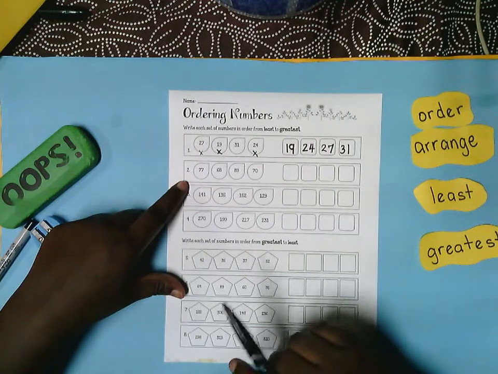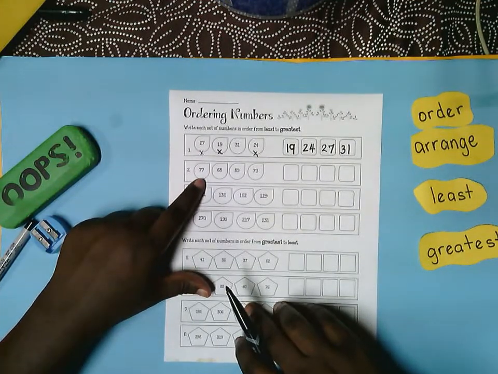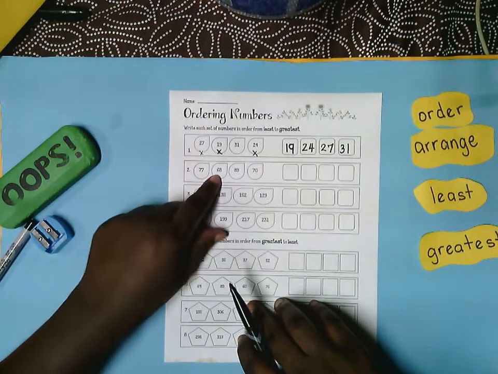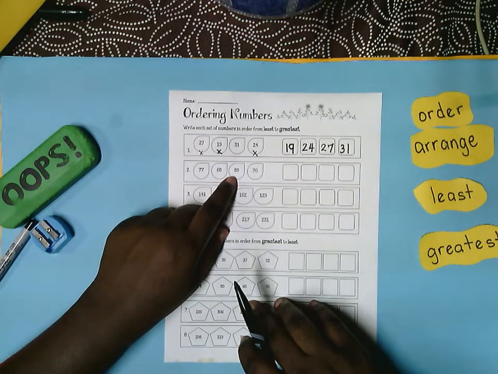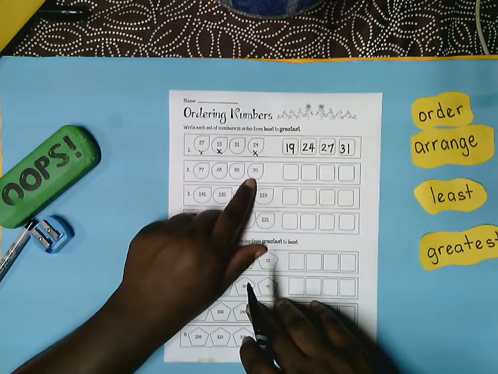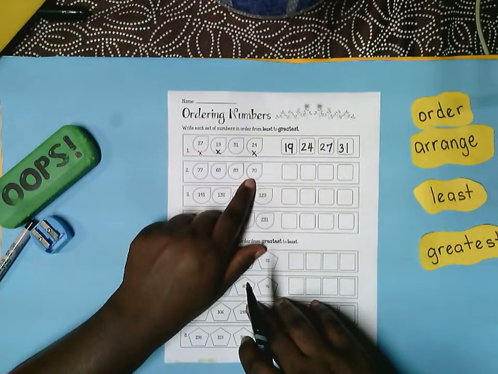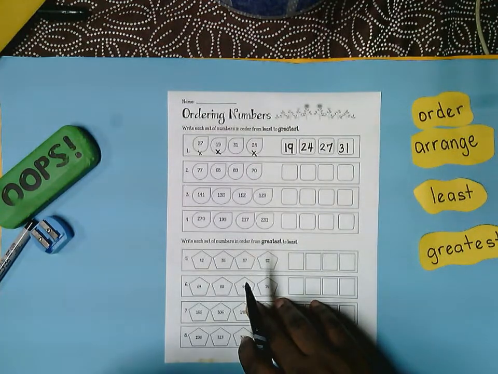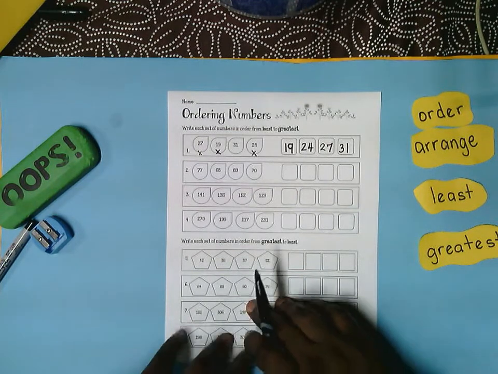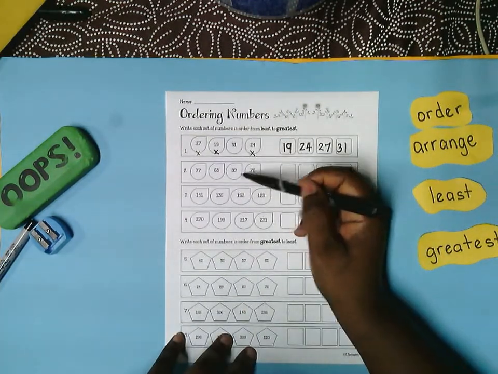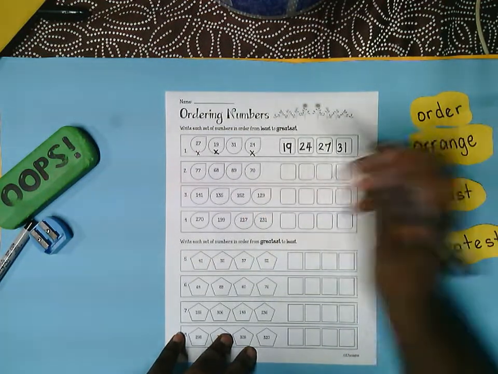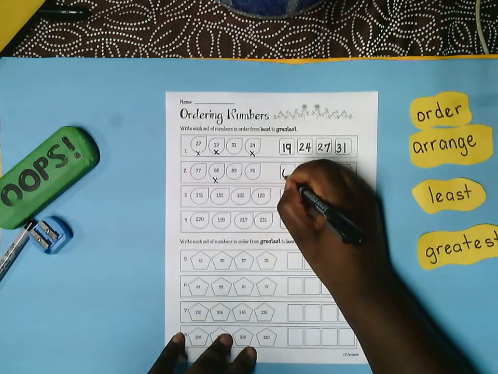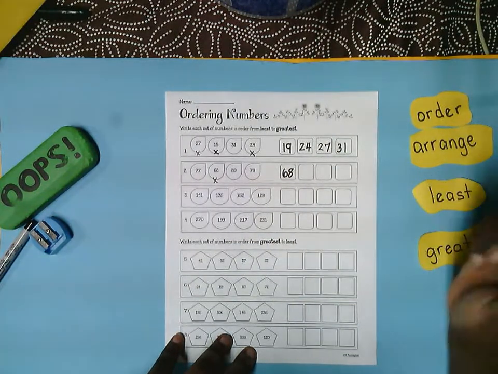So now for number 2, I have 7 tens 7 ones, which is 77. 6 tens 8 ones, 68. 8 tens 9 ones, 89. 7 tens 0 ones, 70. Which one is least or smallest? So I look at the tens. I have 7 tens, 6 tens, 8 tens. Well, 6 tens is less than 7 tens, so 68 would be my smallest.